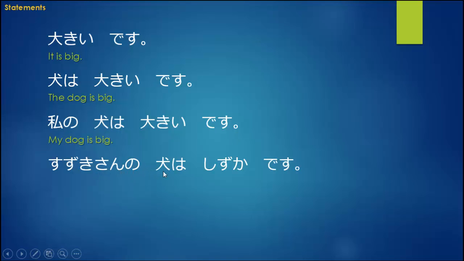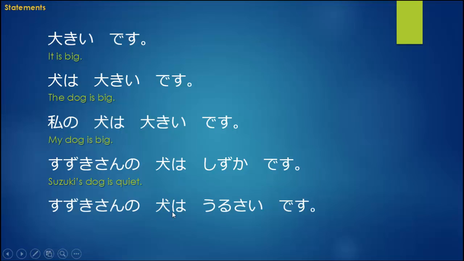鈴木さんの犬は静かです. Okay, we've substituted an adjective here. So 静か meaning quiet. So you might be able to piece together what the meaning of this sentence is. 鈴木さんの犬はうるさいです. Again, we've just substituted an adjective into the sentence. So we talk about the subject before the wa, and we describe it with the adjective before the verb. So it is an adjective.